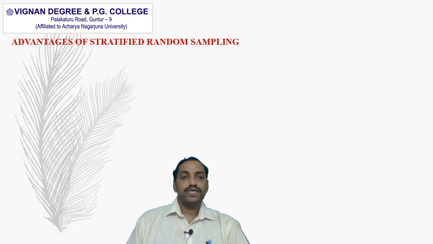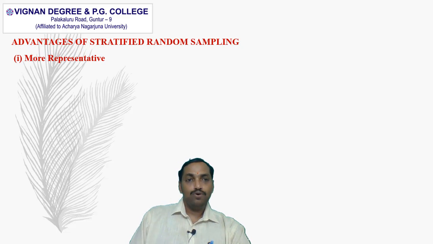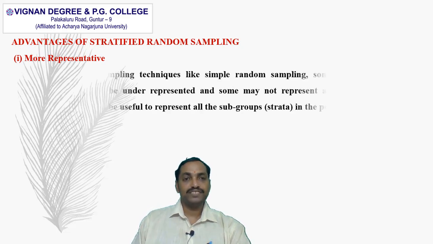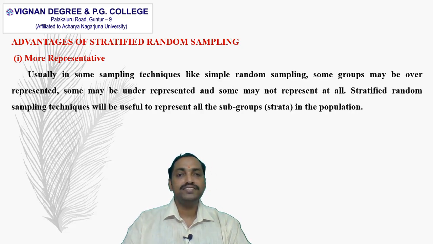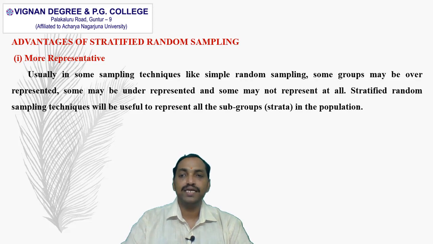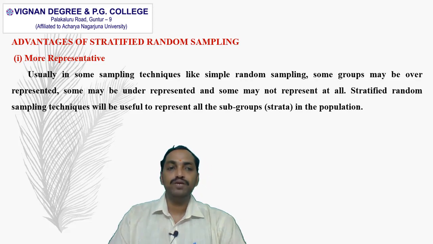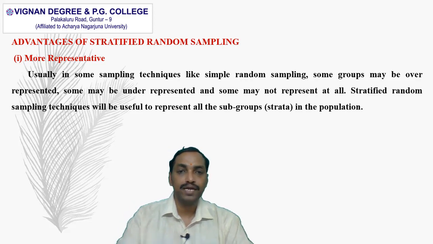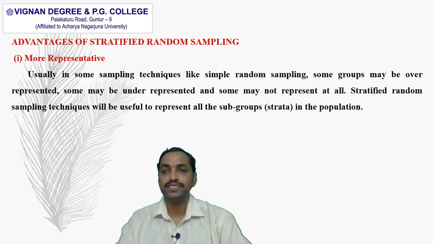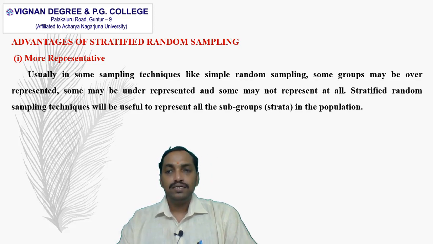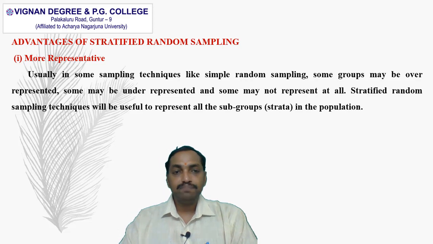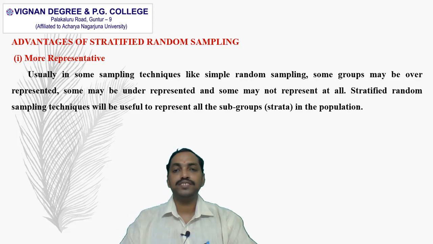And next, advantages of stratified random sampling. The first one is that it is more representative. Usually in some sampling techniques like simple random sampling, some groups may be overrepresented, some groups may be underrepresented, and some may not be represented at all. Stratified random sampling will be useful to represent all the subgroups in the population.